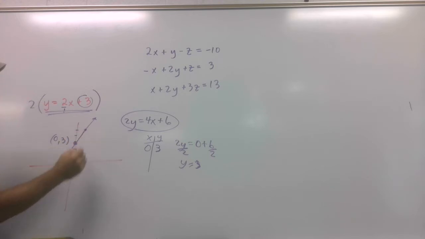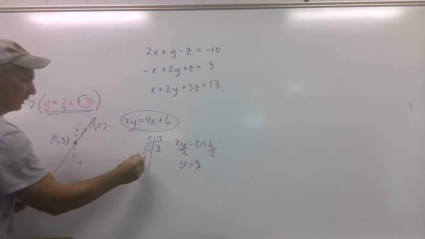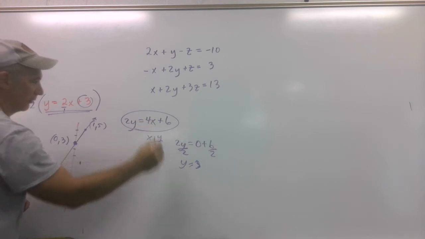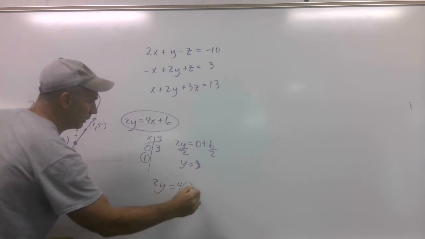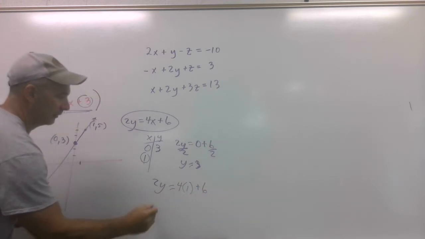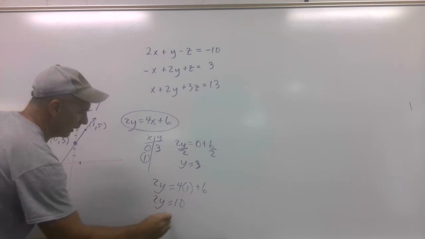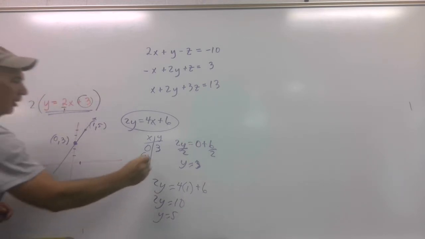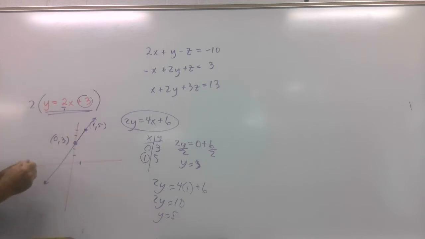Well, what's this point right here? It's over 1, and then it's up 5. So I know it's 1, 5. Let's act like we didn't know that, and just say, hey, let's put an x equals 1 in right here. So I'd get 2y equals 4 times 1 plus 6. That's 2y equals 4 plus 6, which is 10. Divided by 2, I get y is 5. So, as you can see, 1, 5, they share the same 2 points. Guess what?